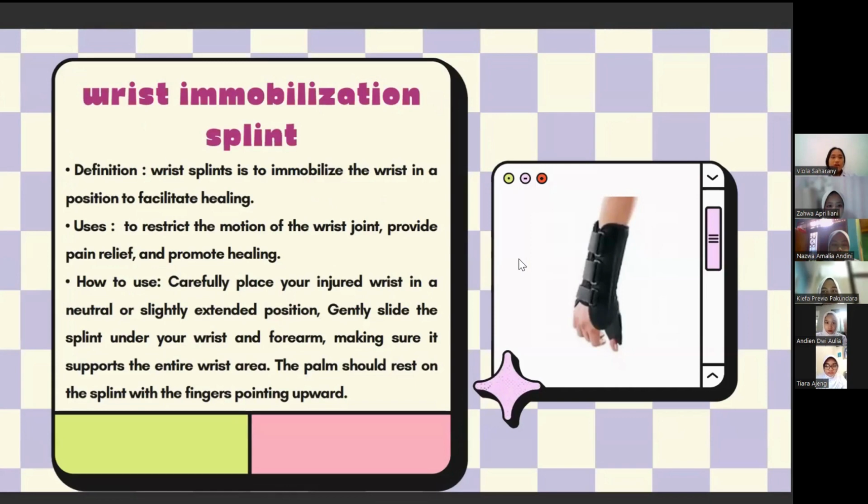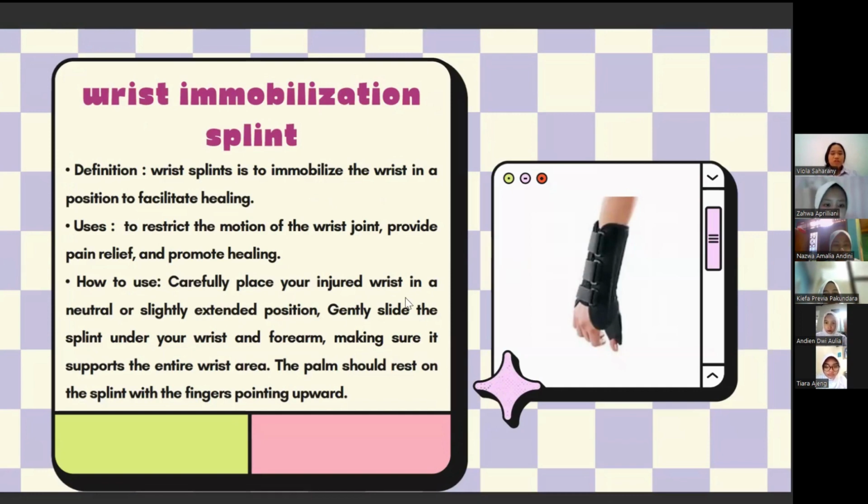Thank you, Jahwa. Next topic is wrist immobilization splint. Definition: a wrist splint is to immobilize the wrist in a position to facilitate healing, to restrict the motion of the wrist joint, provide pain relief, and promote healing. How to use?